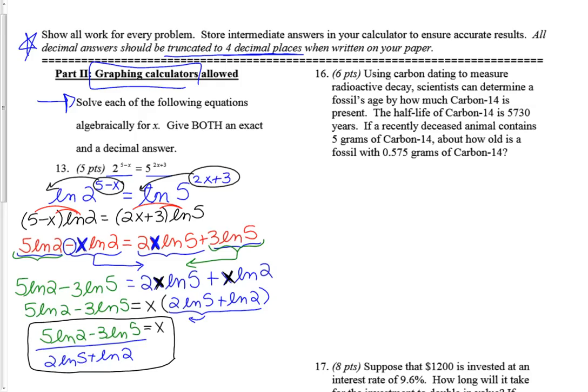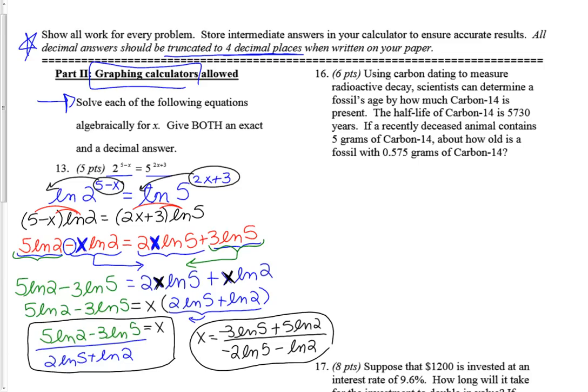If you had moved the x to the other side of the equation, you likely would have had 3 ln of 5 minus 5 ln of 2. Sorry, your 3 ln of 5 would have been negative and your 5 ln of 2 would have been positive. And then what would have both been negative were your two denominator terms. You would have had minus 2 ln of 5 and minus the ln of 2 in the bottom. It doesn't matter. This is the same thing.